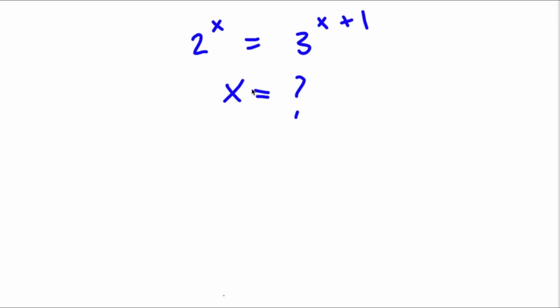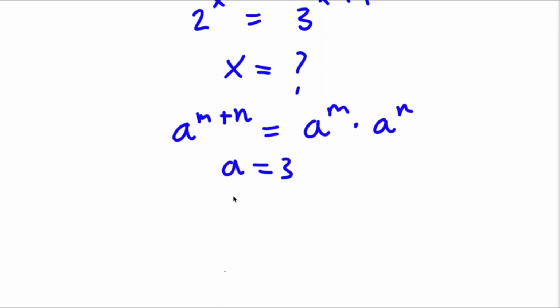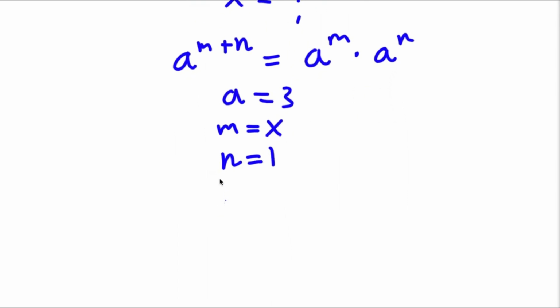Now first off, if I have something in the form a to the power of m plus n, this is equal to a to the power of m times a to the power of n. So in this case, a is equal to 3, m is equal to x, and n is equal to 1. So 3 to the power of x plus 1, this is going to equal a to the power of m, so 3 to the power of x, times a to the power of n, so 3 to the power of 1.